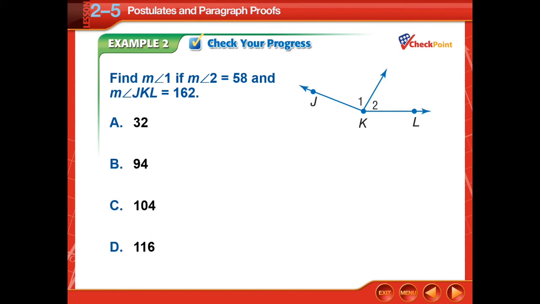Here is an example to review this topic. The measure of angle 1 plus the measure of angle 2 is equal to the measure of angle JKL. So to find the measure of angle 1, you would take 162 and subtract 58, and that would give you 104.